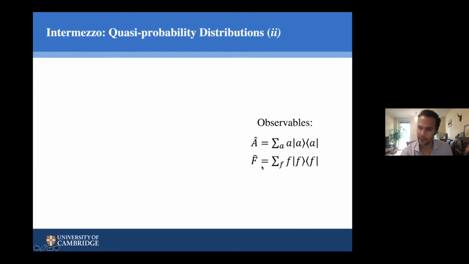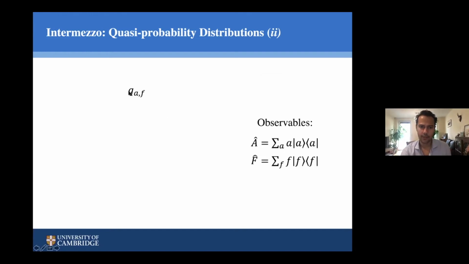And here I've just written down our discrete observables for today. A corresponds to this Hermitian operator that drove our unitary, and it's been decomposed in terms of its eigenvalues and eigenvectors. And F here will correspond to the projector on which we're going to do the post-selection later. Here F is the eigenvalue, and these F kets and bras are the eigenvectors. And later we will see that F will take values 1 or 0. But for now, let's just keep things general.